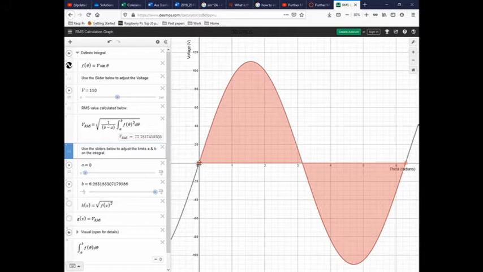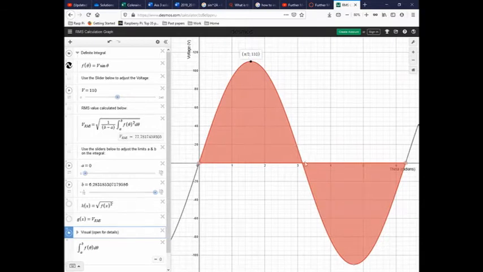The sine wave starts at 0, goes up to a peak at pi over 2 radians, returns to 0 at pi radians, and finishes its cycle at 2 pi radians.